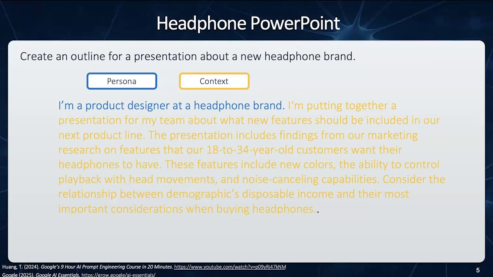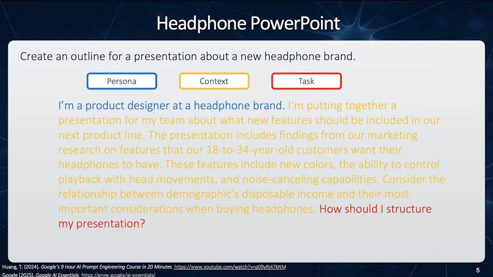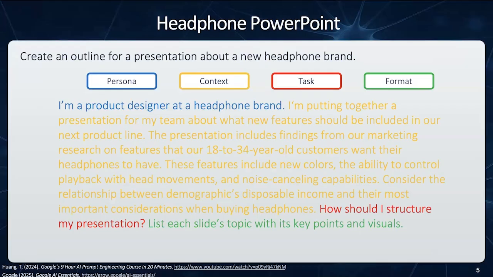The presentation should include findings from our marketing research on features that our 18 to 34-year-old customers want their headphones to have. These features include new colors, the ability to control playback with head movements, noise canceling capabilities. Consider the relationship between demographic, disposable income, and their most important considerations when buying headphones. What's my task? How should I structure my presentation? And then finally, the format. List each slide's topic with key points and visuals. These are the 4 different pieces that should be in pretty much every well-formed prompt.